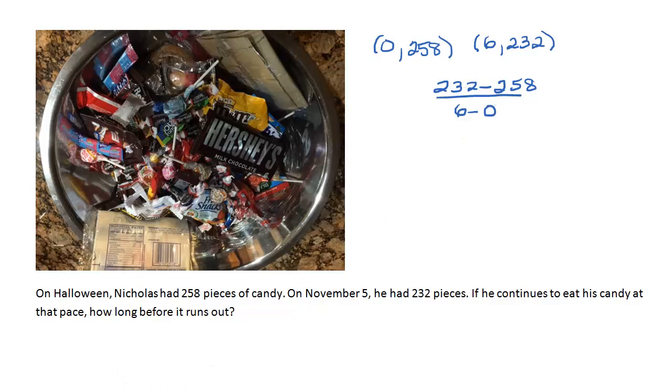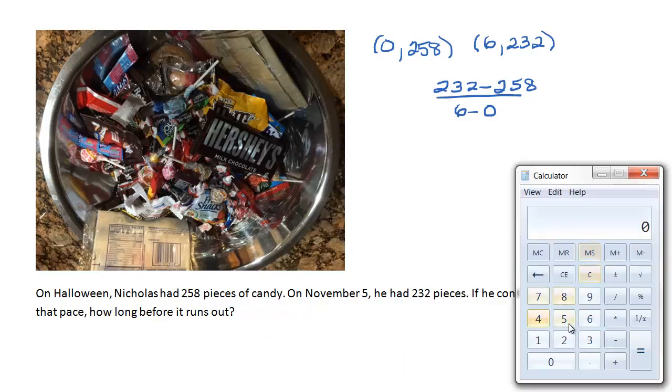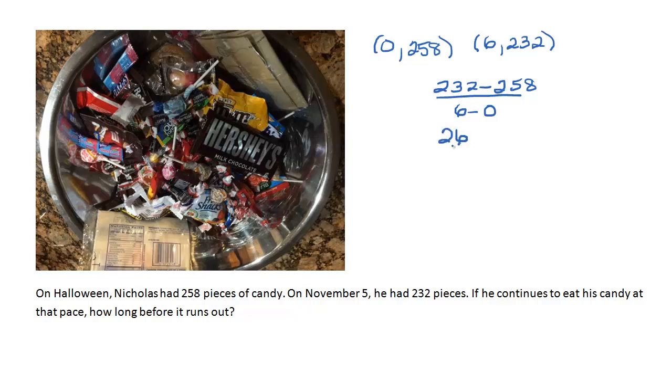So 232 minus 258 is a total of 26 pieces of candy that he's eaten in that time frame, in the 6 days. That reduces to 13 thirds. So about 4 1/3 pieces of candy a day is what he's averaging. So let's put this into the slope y-intercept form.